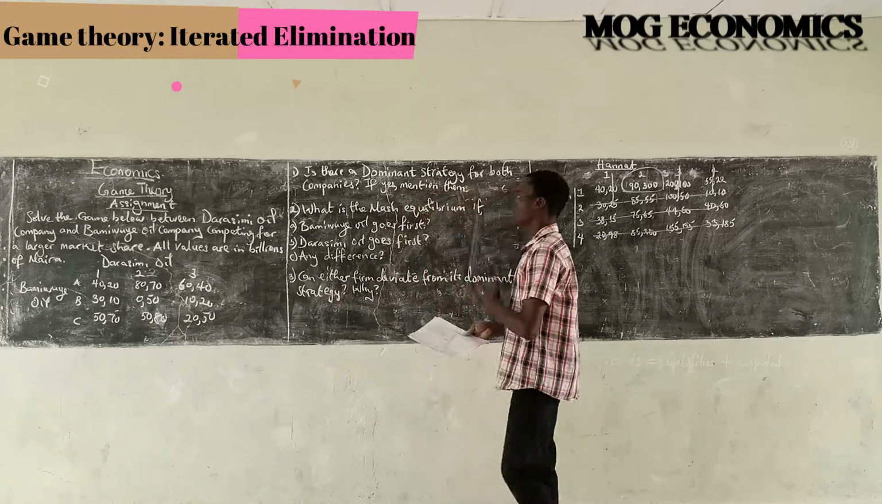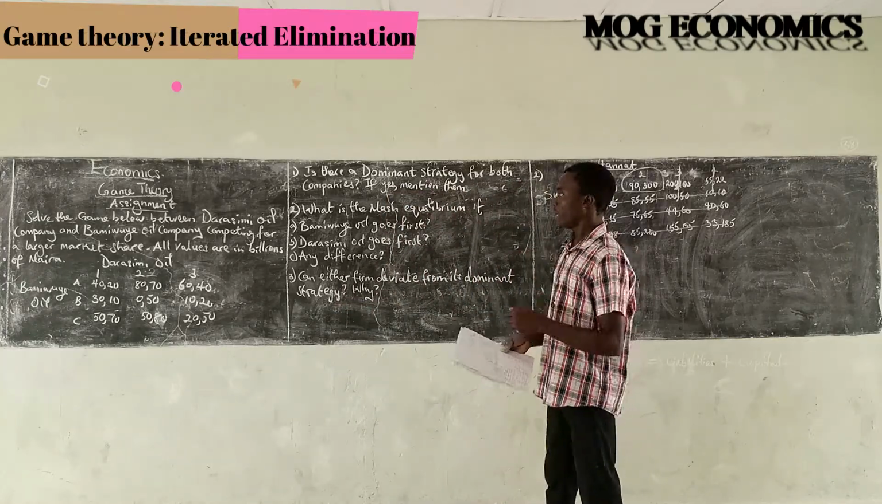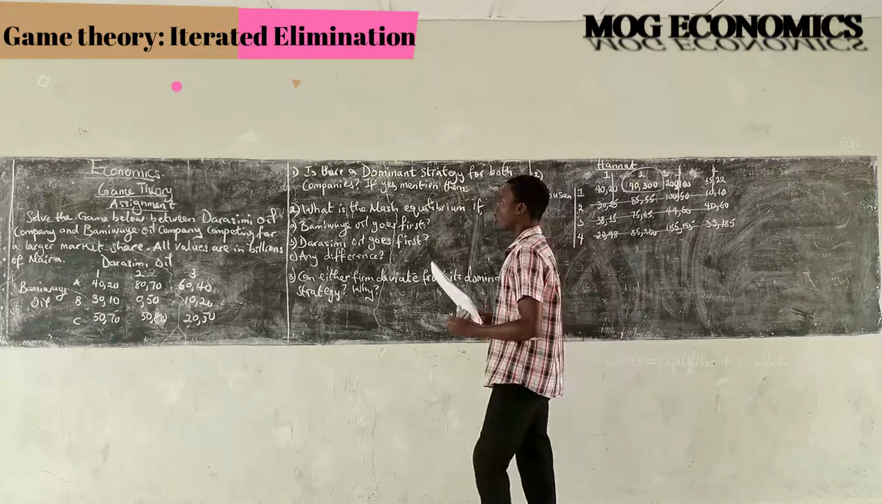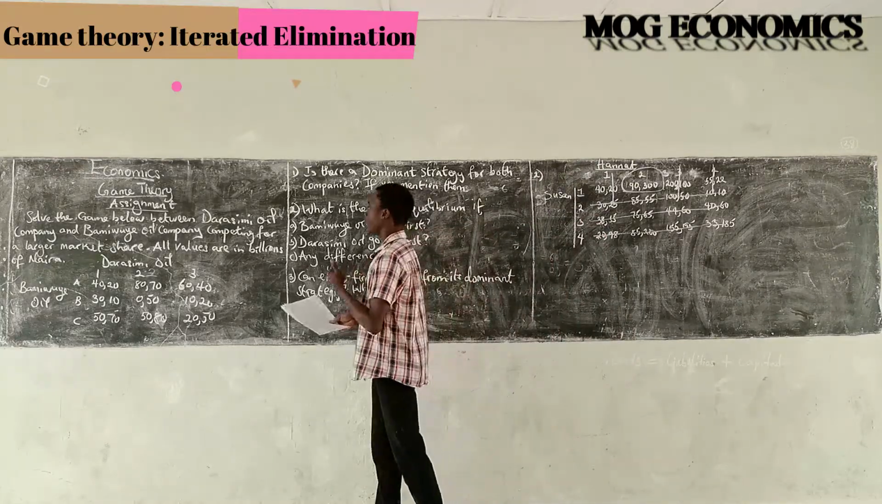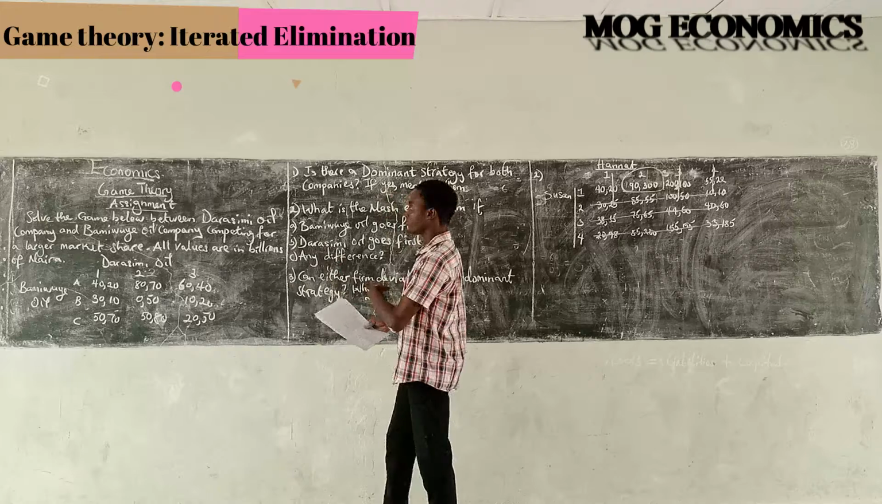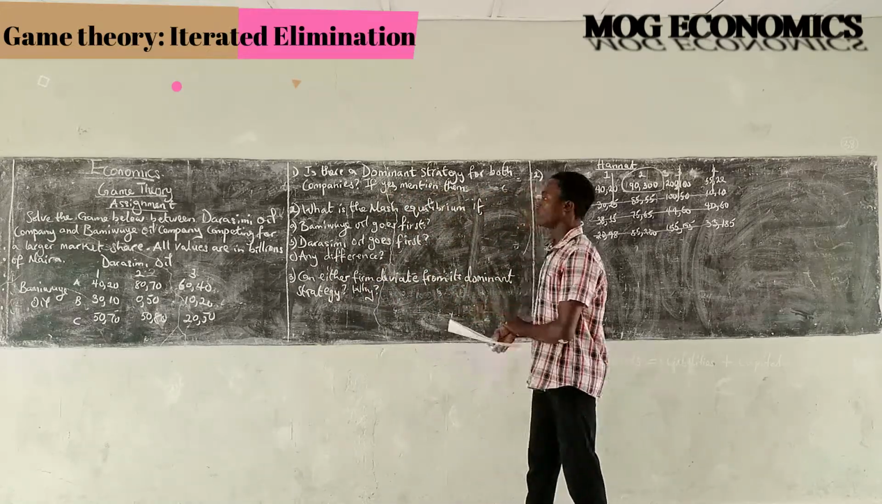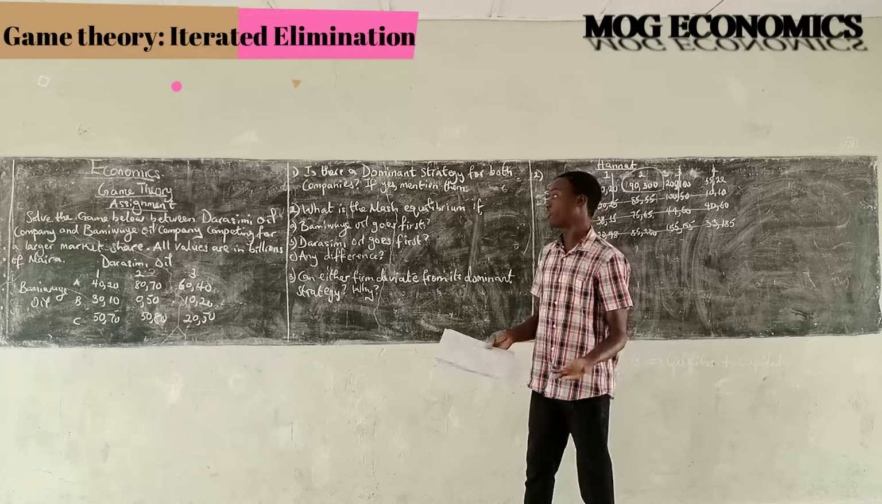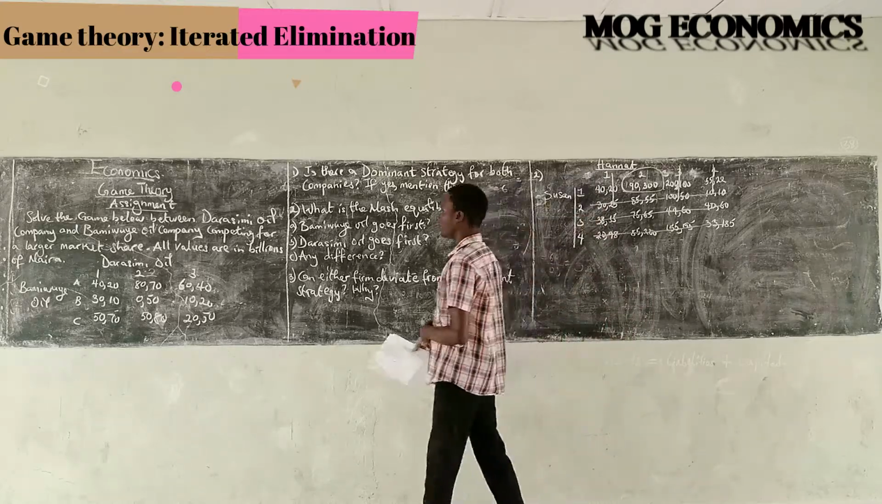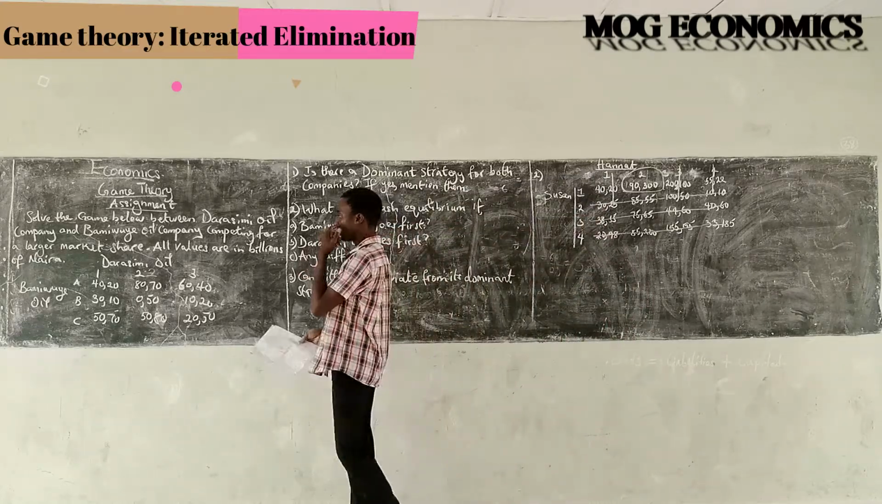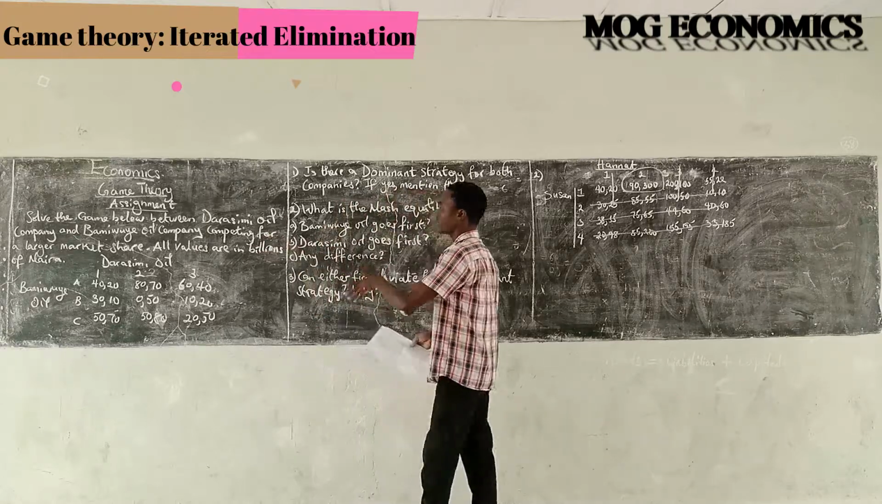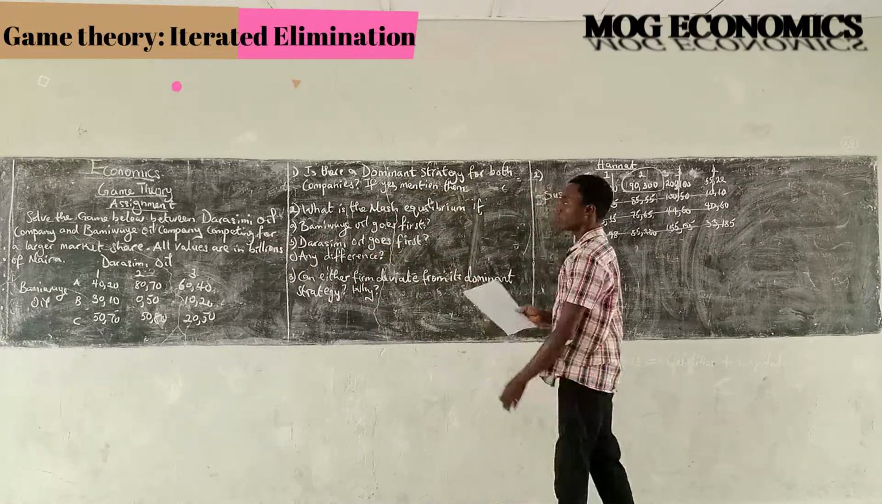Solve the game below between Darasini Oil Company and Bambuye Oil Company, competing for a larger market share. All payoffs are in billions of naira. So you have Darasini Oil, then Bambuye Oil on the other side. That's the normal form game.